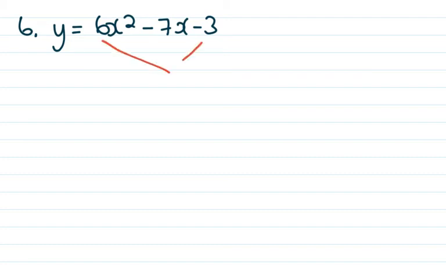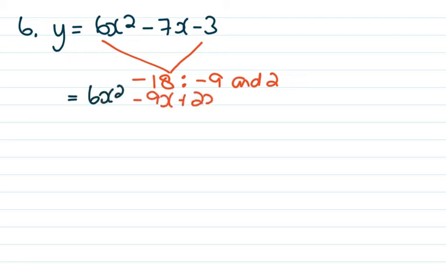Number 6, y equals 6x squared minus 7x minus 3. So again, our a value is not 1, so we need to multiply 6 and negative 3, which is negative 18. We need two numbers that multiply to negative 18 and add to negative 7. So that would be negative 9 and positive 2. Negative 9 plus 2 is negative 7. So we'll replace the negative 7x with negative 9x plus 2x.